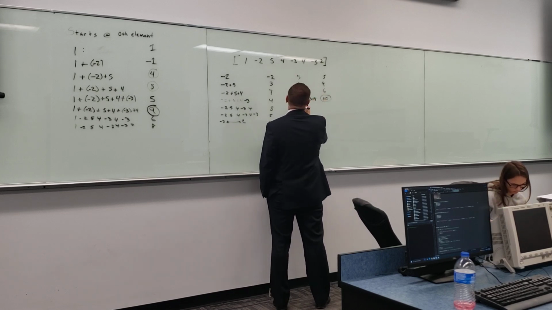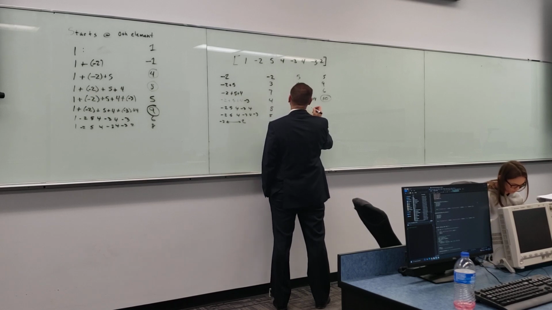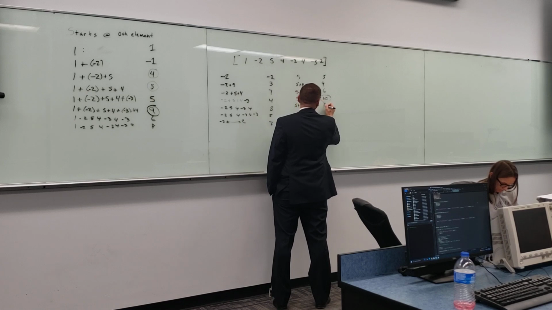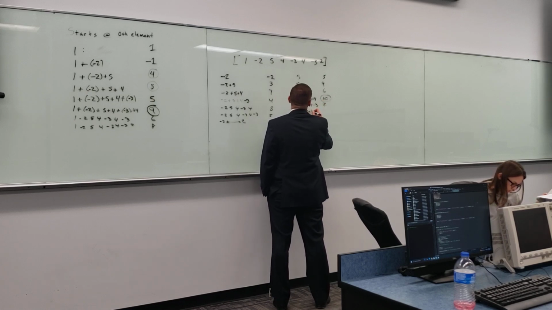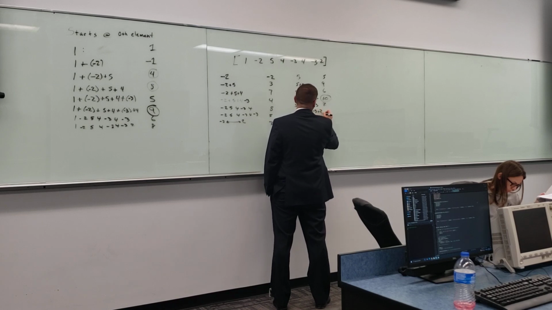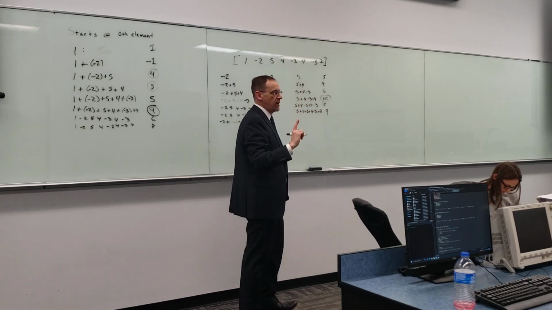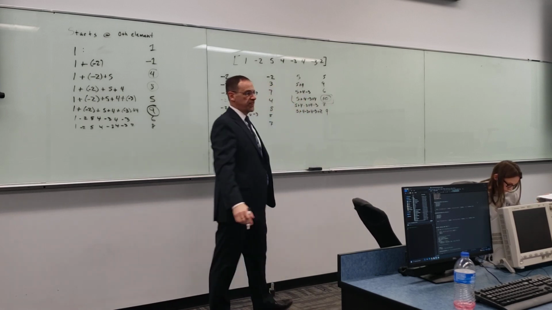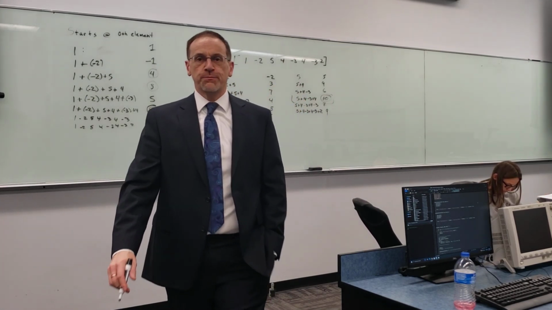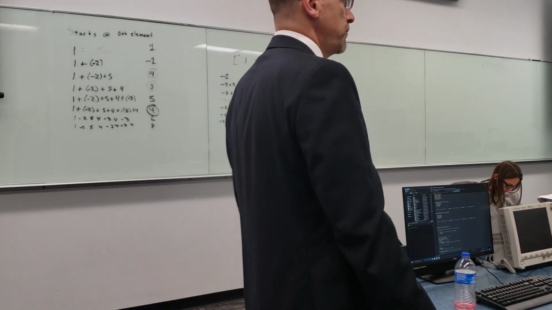Okay, then I do 5 plus 4 minus 3 plus 4 minus 3 gives me 7. Nope. And 5 plus 4 minus 3 plus 4 minus 3 plus 2 gives me 9. Close, but no cigar. And so I would continue going on with this, but I would have found this is my maximum subinterval.